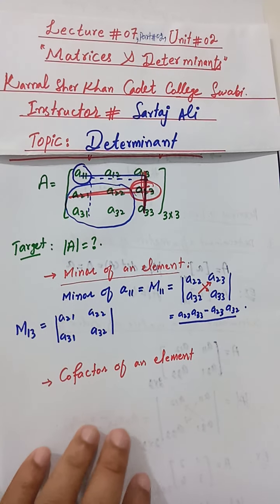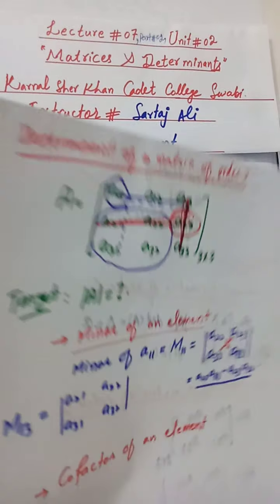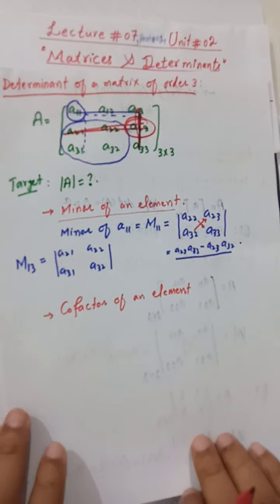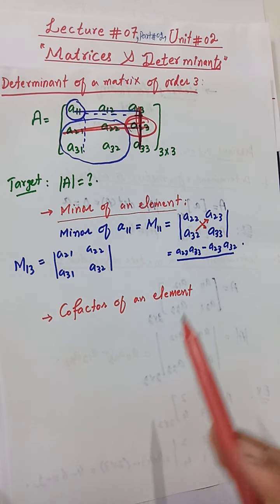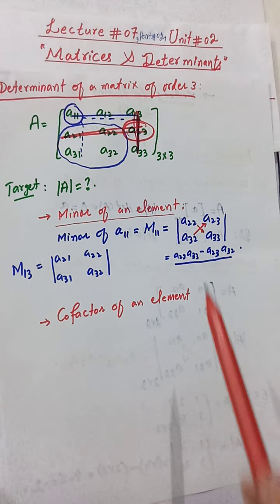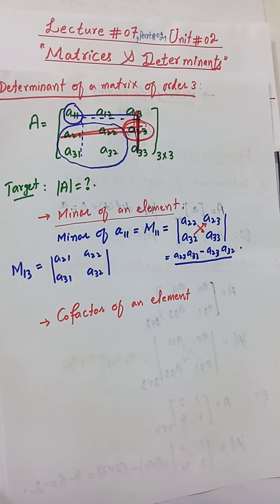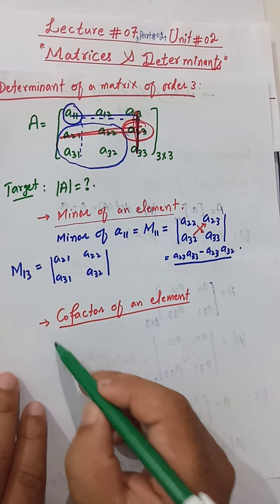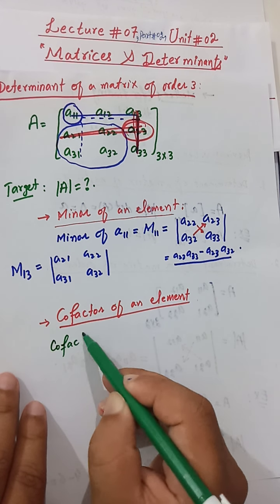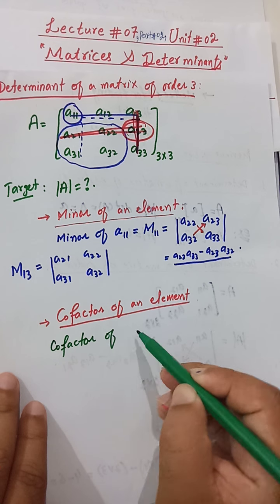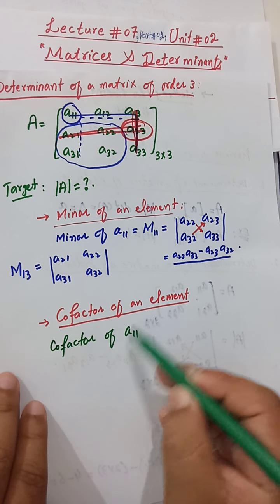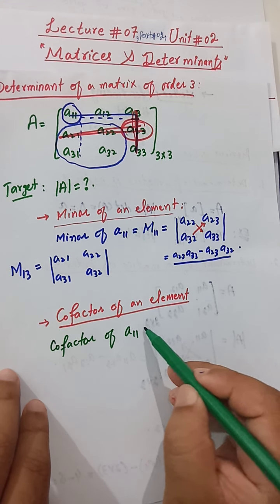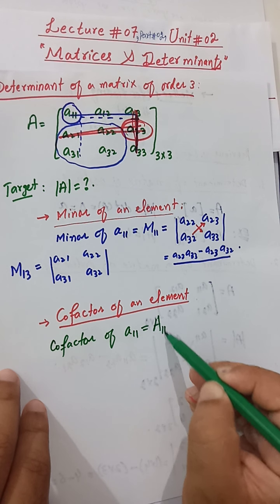Now the next is the cofactor. What is the cofactor and how can we find out the cofactor of an element? Each element of a square matrix has its own cofactor, remember, and cofactor is also a number like a minor. The cofactor of the element A11, the element which lies in first row and first column, is denoted by capital A11.